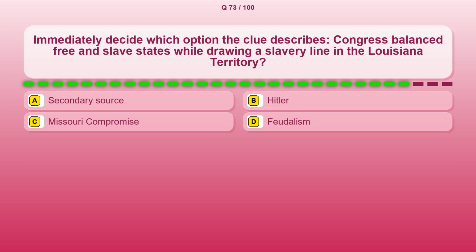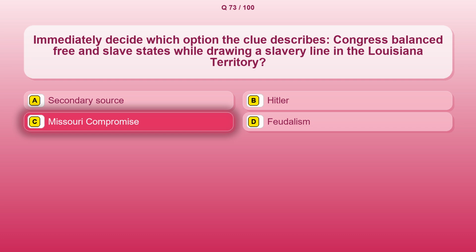Question 73. Immediately decide which option. The clue describes Congress balanced free and slave states while drawing a slavery line in the Louisiana Territory. Option A. Secondary source. Option B. Hitler. Option C. Missouri Compromise. Option D. Feudalism.